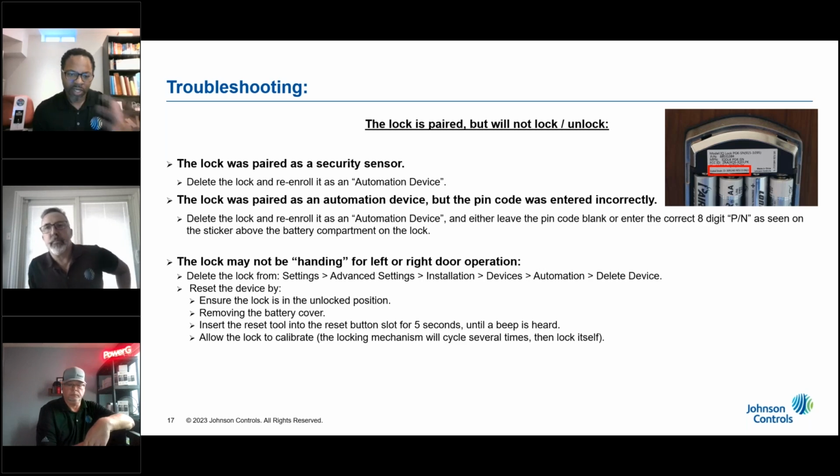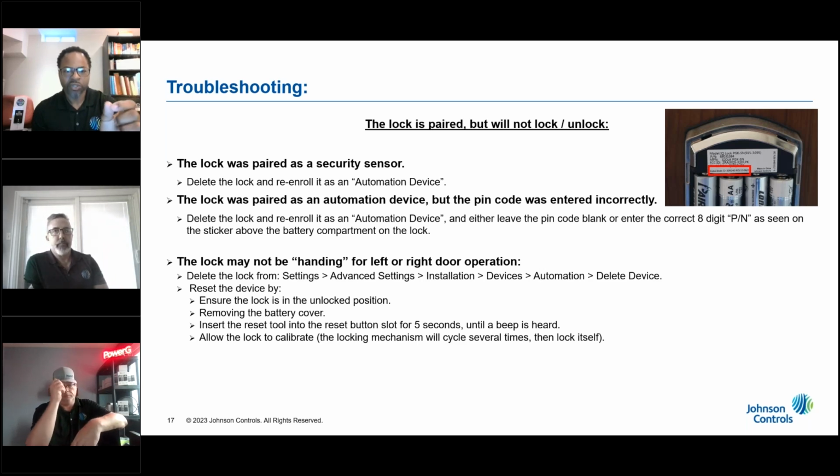So what you would do is delete the lock and go into the settings. Then, if you wanted to, you would insert the reset tool in the back of the lock and hold it down for 5 seconds. You would hear a loud beep, and then it would recalibrate or rehand for the left or right sided door. And you'll see the deadbolt being thrown several times until it's set in its correct position.